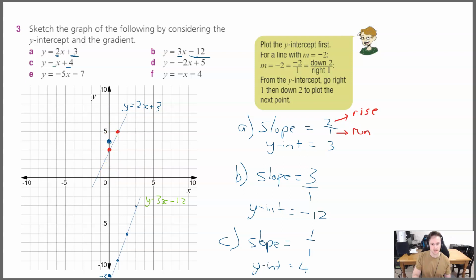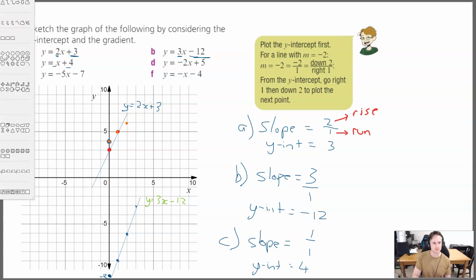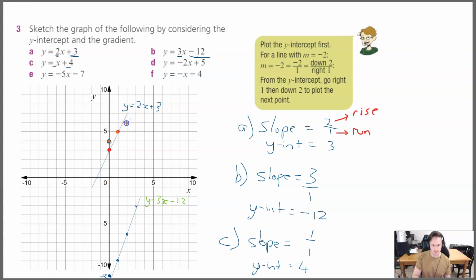I might just get my orange. Yep. And then the slope is 1 and 1. So that's a rise of 1 and a run of 1. So that's here. Rise of 1, run of 1 here. You don't have to do it more than once. And then that will be our line. So we'll just grab our shape here. Something like this. Yep.